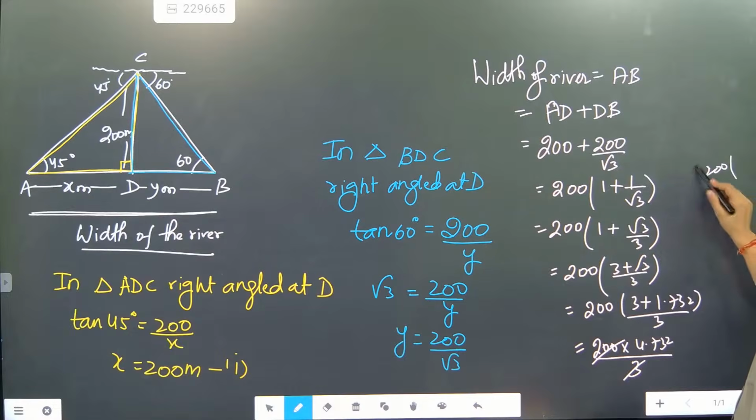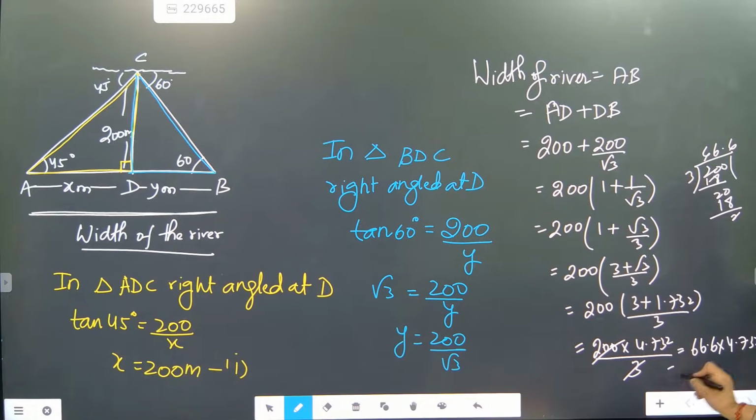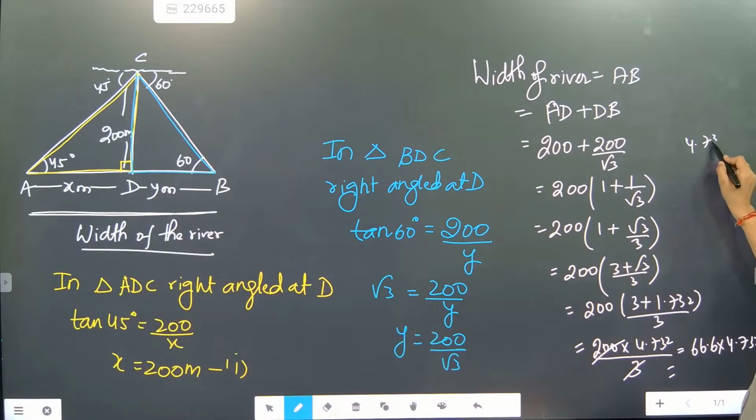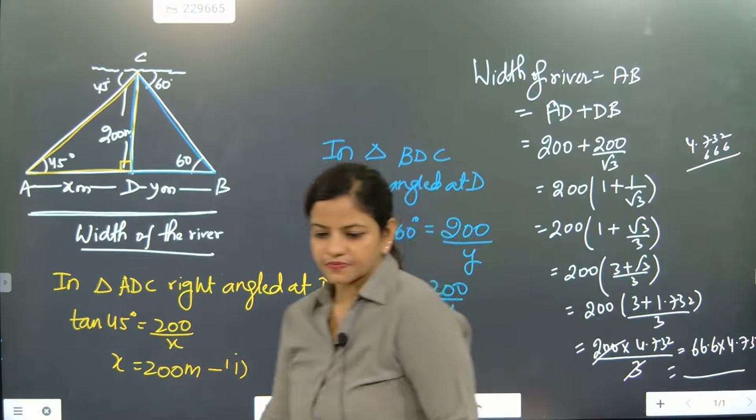20, 3, 6, 18, 2, 0. 3 6s are 18, so 66.6. So it is coming 66.6 into 4.732. 4.732 into 66.6. Okay, 66.6 is there now. So how much is the approximated answer? We will check. It will become the answer.